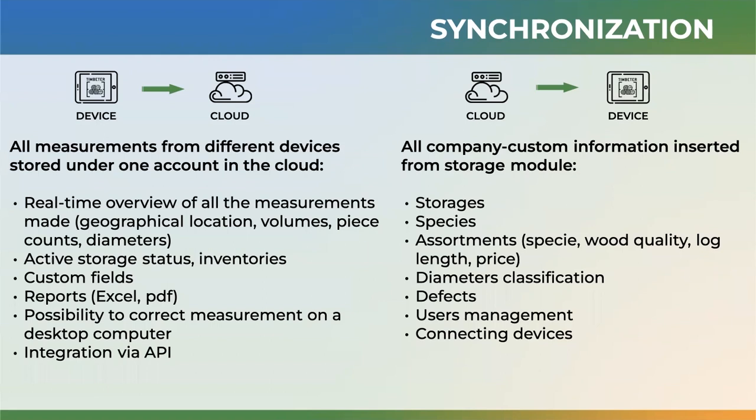And then vice versa, from cloud to device, all the company custom information that you add there, such as storages, tree species, assortments that consist of tree species, wood quality, log length, and price. So you can basically, by choosing the assortment in the application, fill out 3 fields in one. Then the diameter classification or ranges, then the defect management, user management, and connecting new devices or removing old ones from the account.